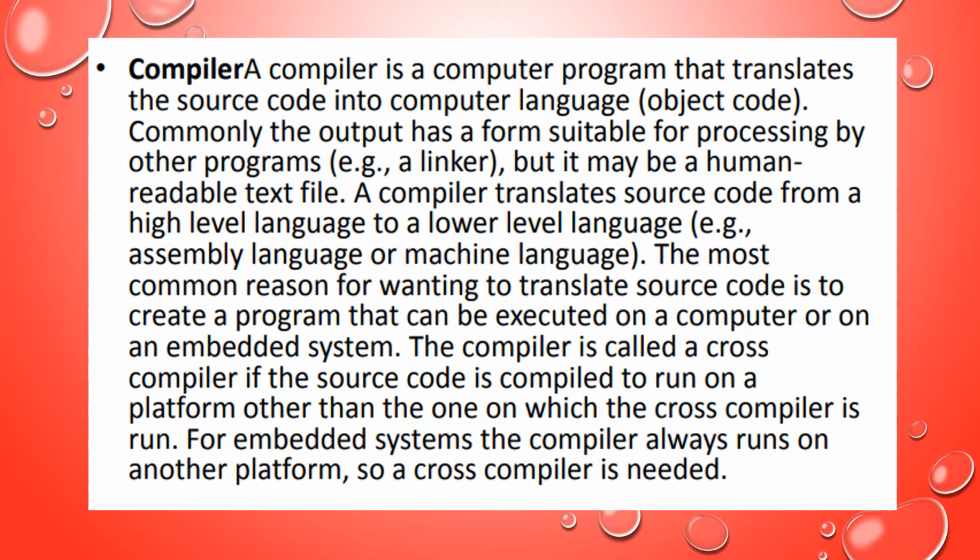embedded system. The compiler is called a cross compiler if the source code is compiled to run on a platform other than the one on which the cross compiler is run. For embedded systems, the compiler always runs on another platform, so a cross compiler is needed. A cross compiler takes an expanded source program written in a high level language as input and translates it into the equivalent assembly language program of a target processor. As far as the cross assembler is considered, it converts a source program written in assembly language into the machine language of the target processor.